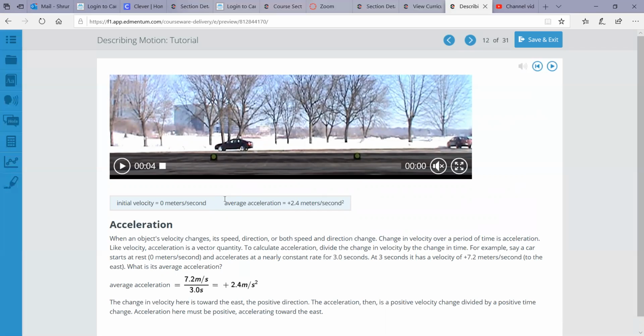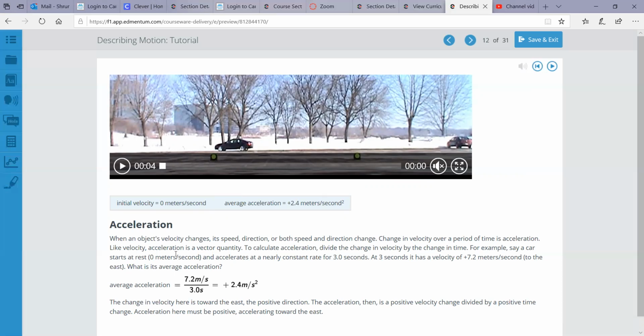So velocity and acceleration are vector quantities. And to calculate acceleration, you're dividing the change in velocity by the change in time. So we have velocity change divided by time change.